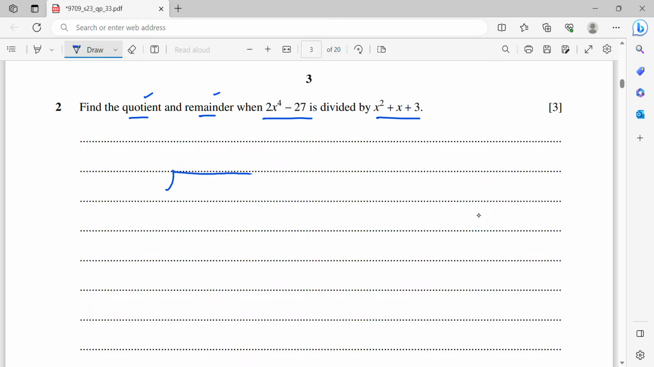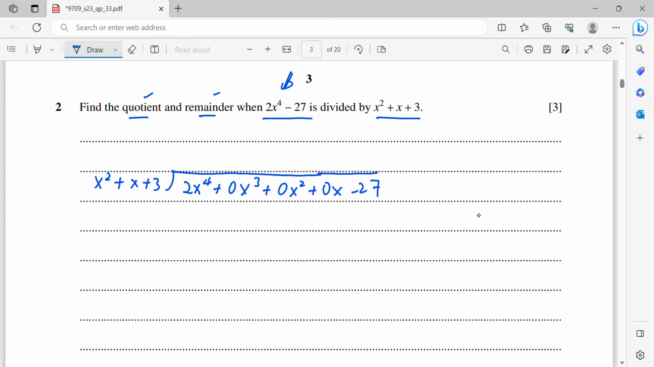So now your function only has two terms. The first term is 2x^4, but we know that after degree 4 is supposed to be degree 3. So I will add on 0x^3, then followed by 0x^2, plus 0x, then minus 27. Okay, and the divisor is a quadratic function, which is x^2 + x + 3.